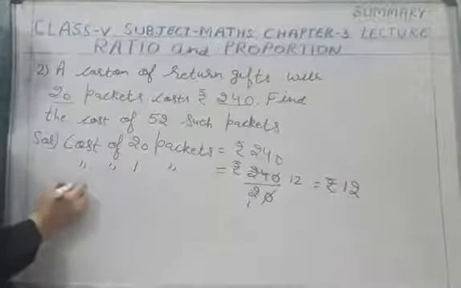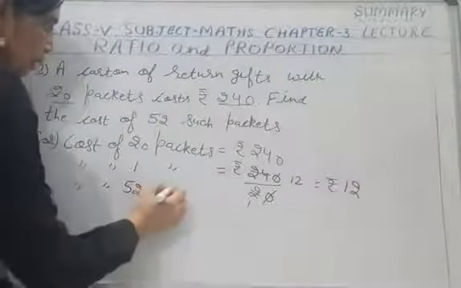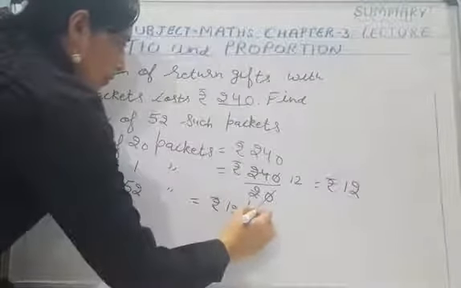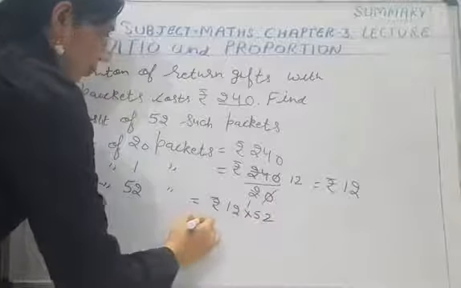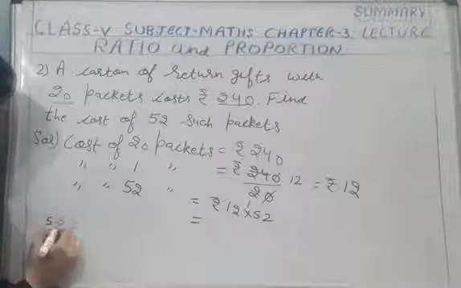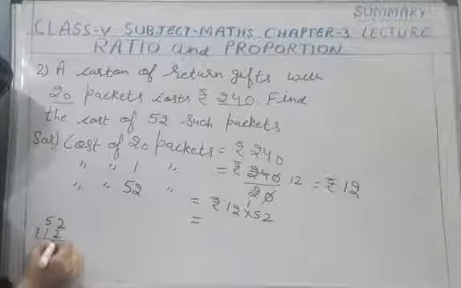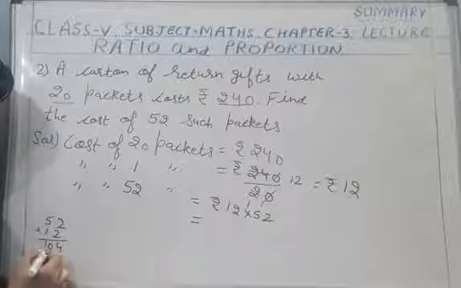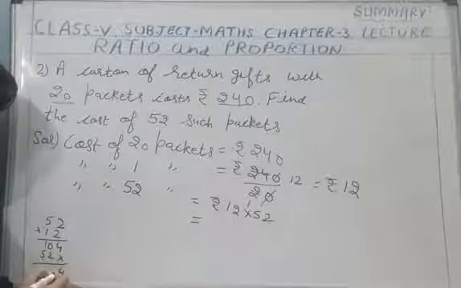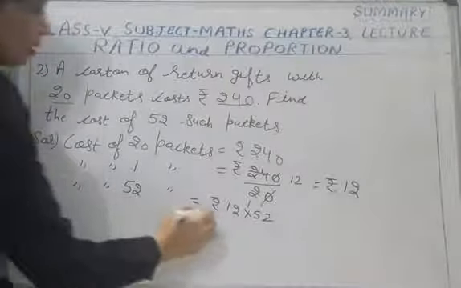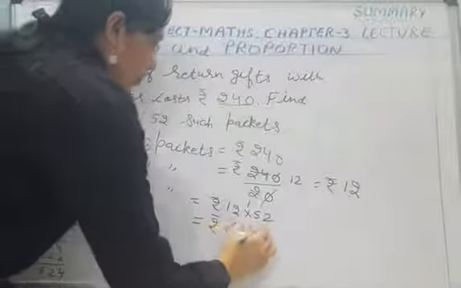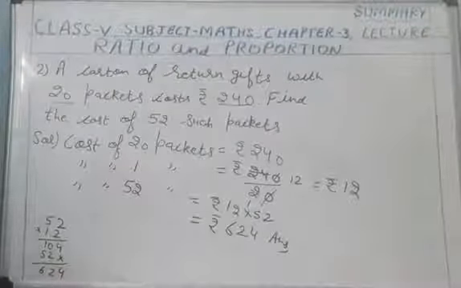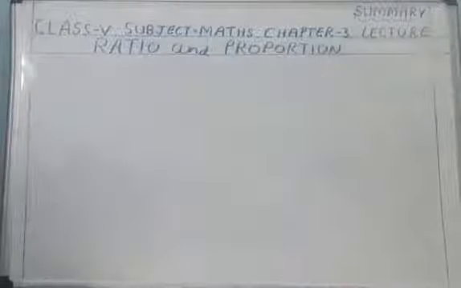And now cost of 52 packets, rupees 12 multiply 52, right? Now 52 multiply 12, 2 2s are 4, 2 5s are 10, 1 2s are 2, 1 5s are 5. Rupees 624 will be your answer. Understood? Now let's move to our next question.